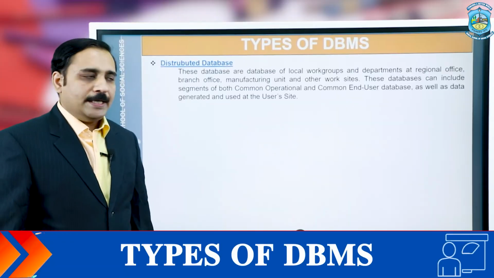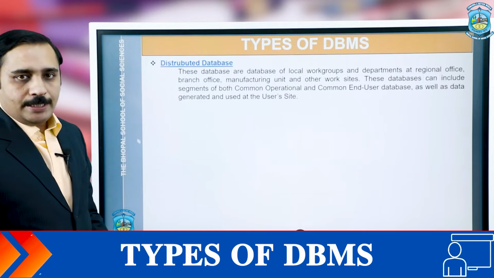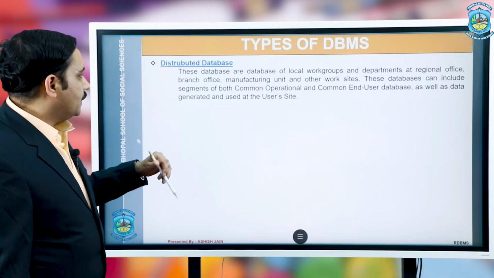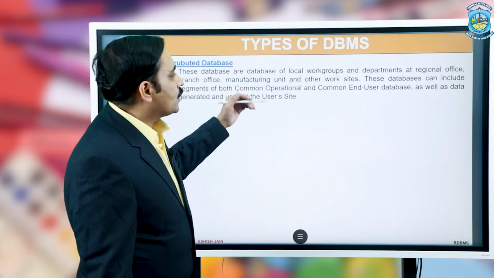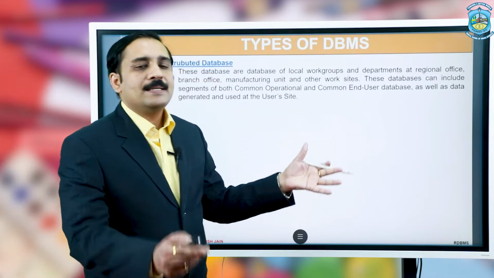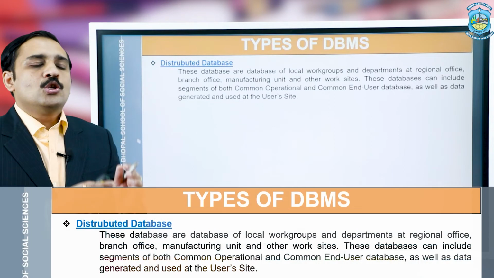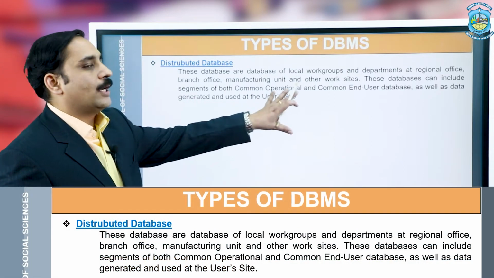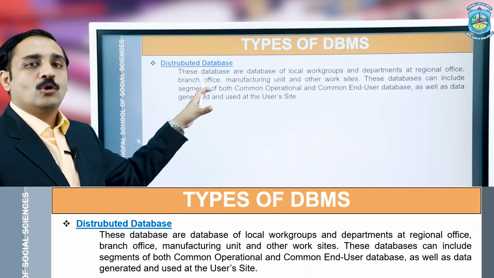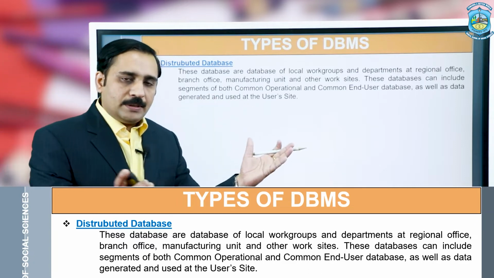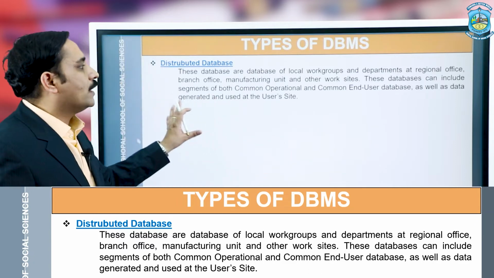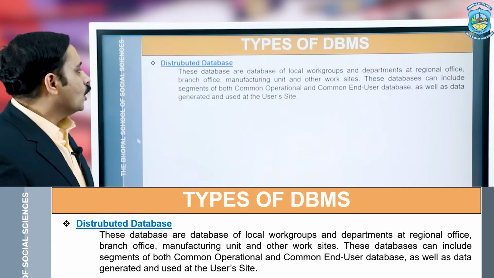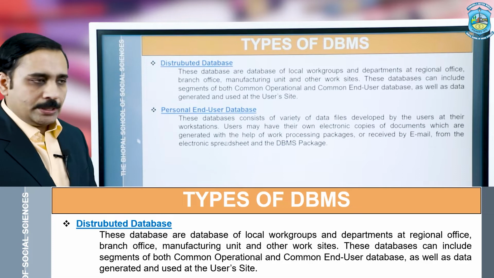The next type of database we have is a distributed database. This database is very useful. In a distributed database, the databases of local work groups or departments are integrated together so that you have a decentralization of information. You have some data kept at the branch office, some at the head office, some at the local office, and this way, with the connectivity of all these things, you have a common database which is maintained very efficiently at different levels. So this is distributed database.